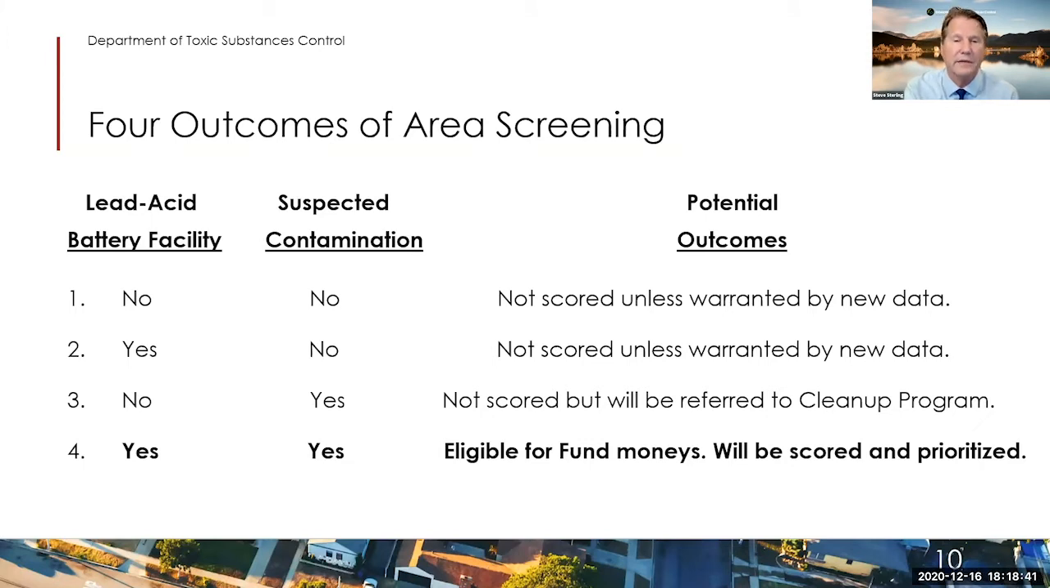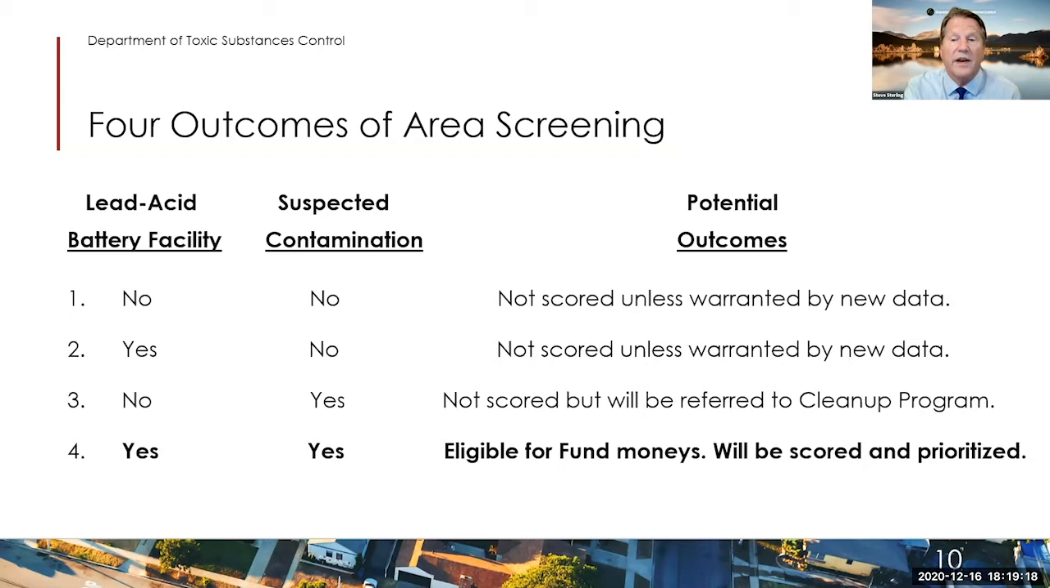Now on slide 10, the 4 possible outcomes of an area screening are shown as responses to the 2 primary threshold questions. Is or was the facility a lead-acid battery recycling facility? And is there an area that is reasonably suspected to have contamination from that lead-acid battery recycling facility? In the first 2 sets of responses on this slide, shown as numbers 1 and 2, the answer to the second question about an area being suspected of having contamination is no.